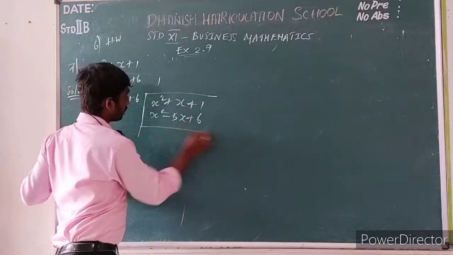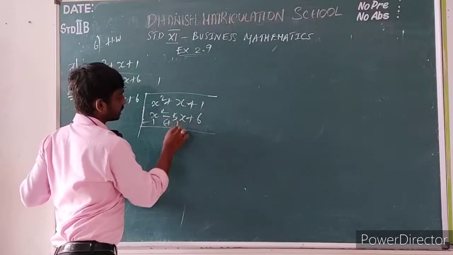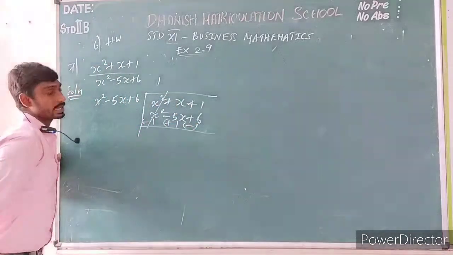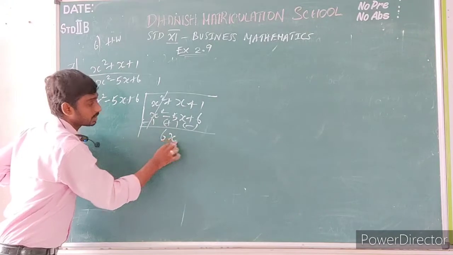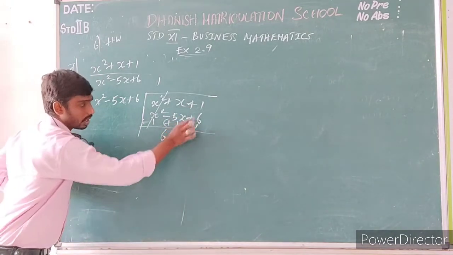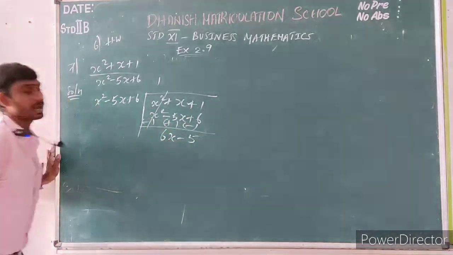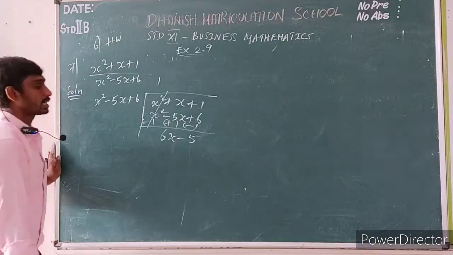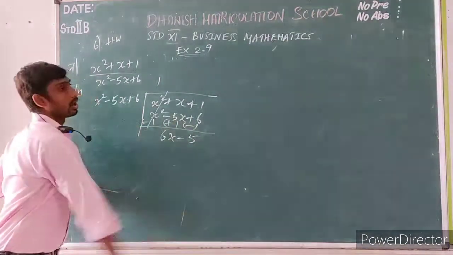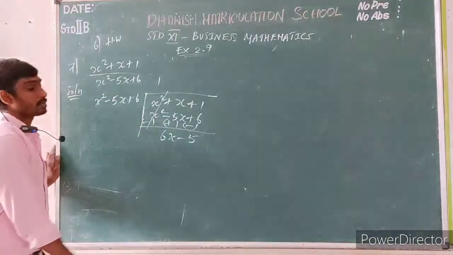Now we are going to subtract this one. Change the sign. Here x square cancels. Here you write 6x. Here 1 minus 6, that will be minus 5. What is the remainder and quotient here?